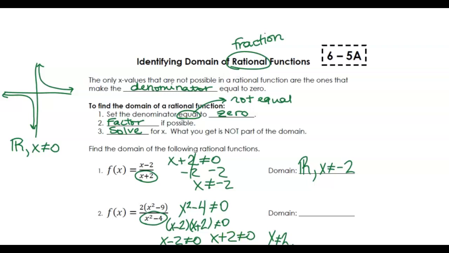For this one, how would I solve for x? Instead of x plus 2 is not equal to 0, I would subtract 2 and subtract 2, and I would get that x cannot equal negative 2. So my domain for the hyperbola is all real numbers, except I cannot have x equal what? 2 and negative 2. So x cannot equal plus or minus 2 because that covers both signs of the 2.